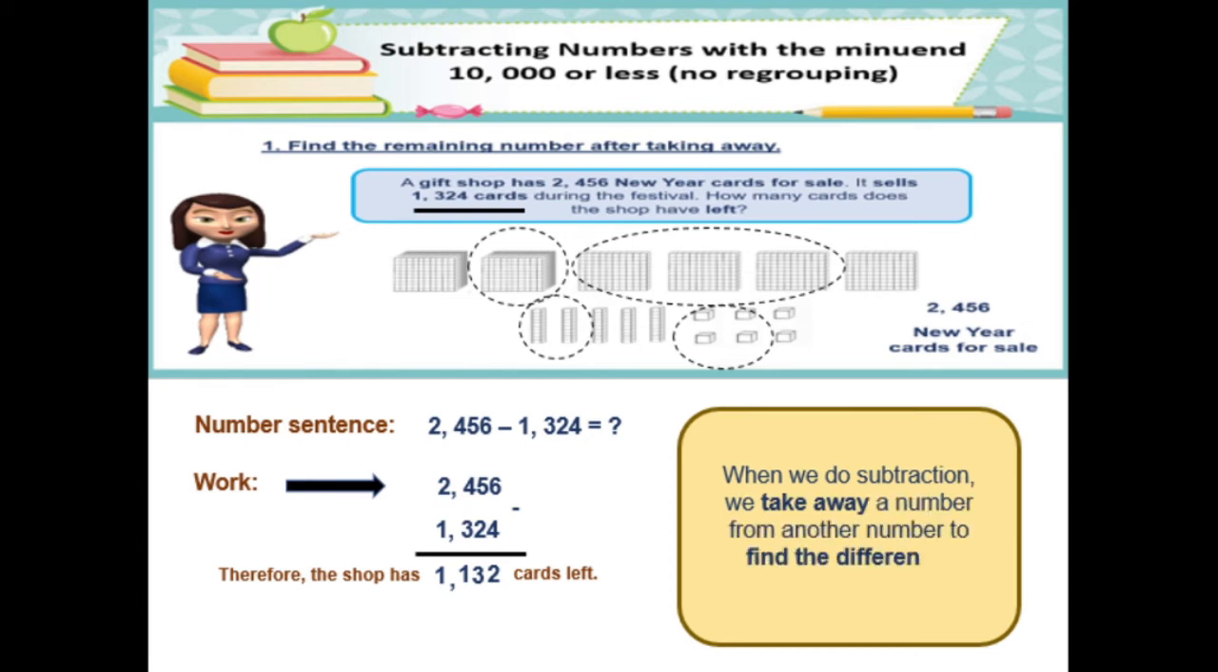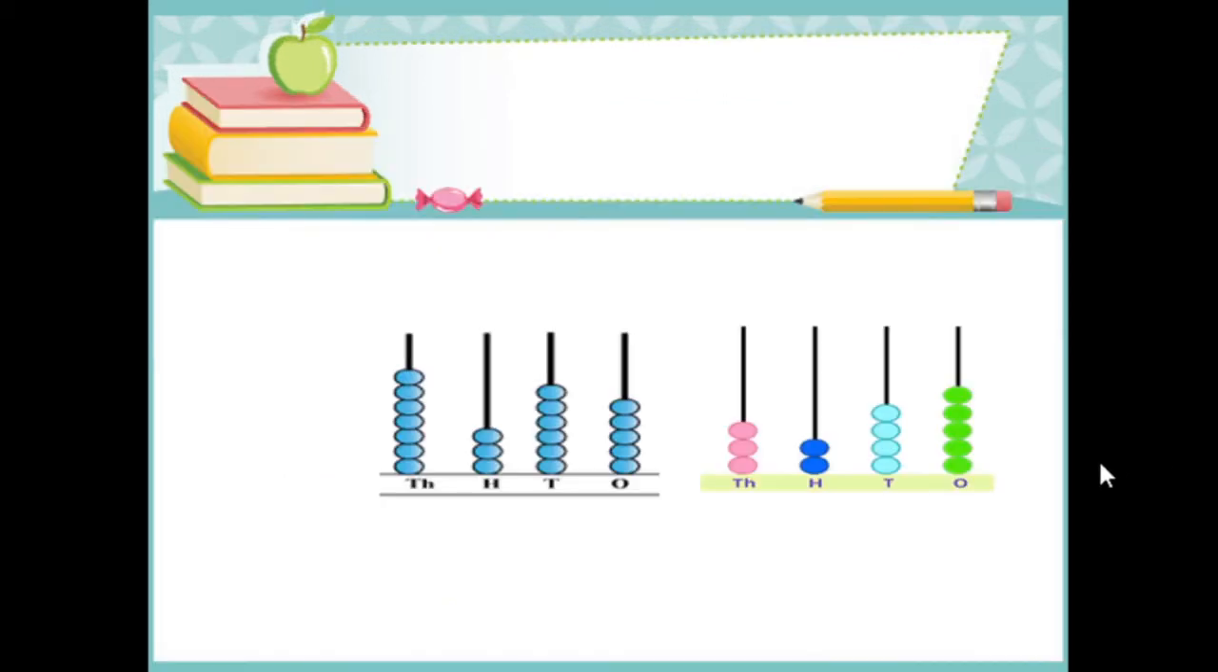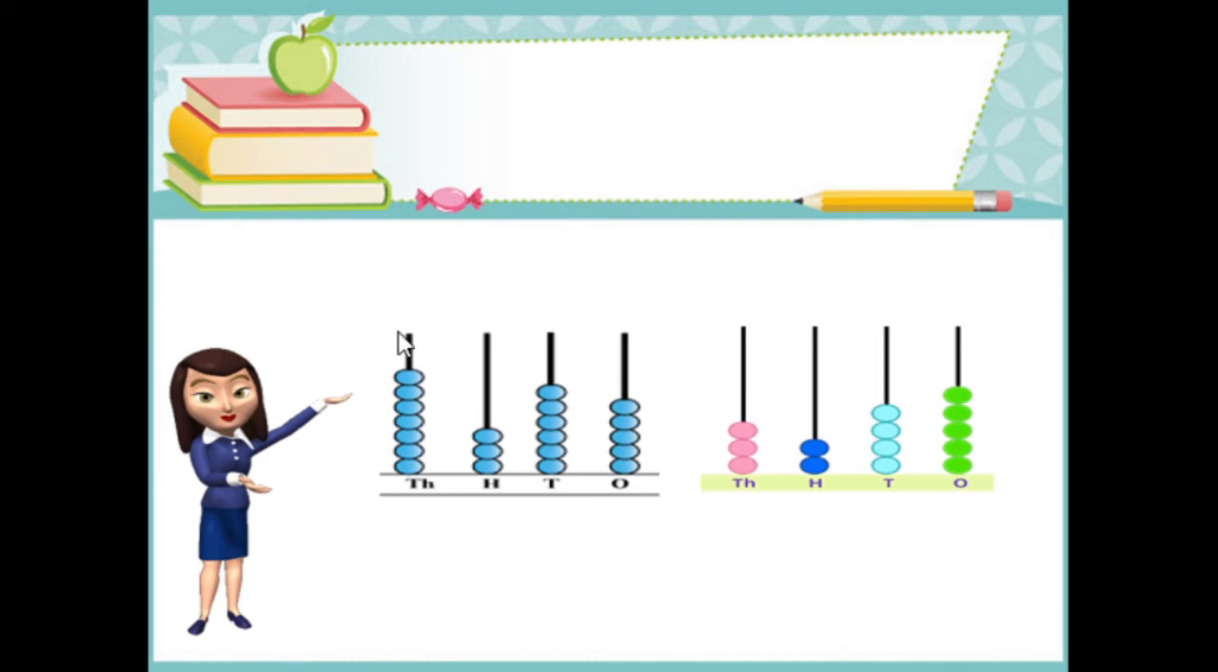Now, remember, when we do subtraction, it means we take away a number from another number to find the difference. And in this case, the difference is 1,132. Remember, subtraction is to take away.